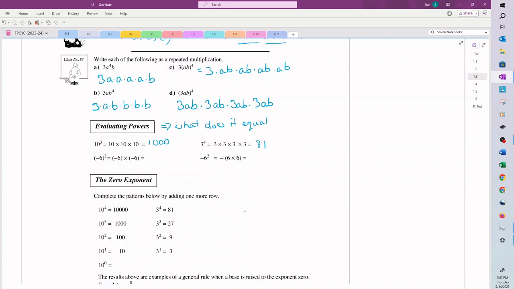That is 81. This is (-6) squared, so this one, the negative's inside the brackets, so we're going to go -6, that's the base, is -6. So -6 times -6, that is going to be a positive 36 because there are two negatives. This one, however, the 2 is only affecting the 6, and the negative's just kind of hanging out there by itself. You could think of this as -1 times 6 squared. So this is now -6 times 6, which is -36. Okay, so again, those brackets are super, super important.